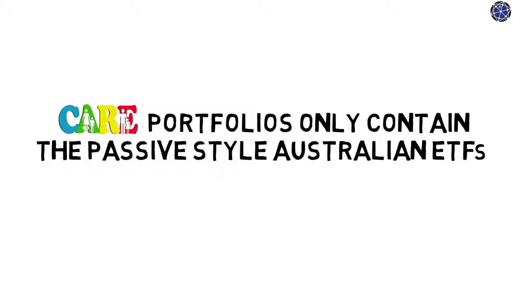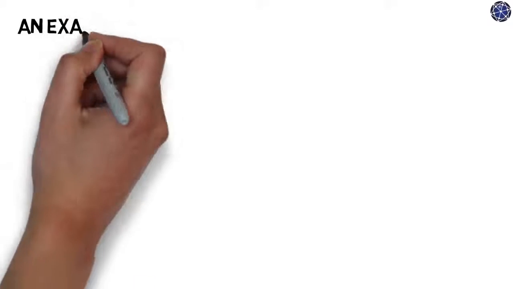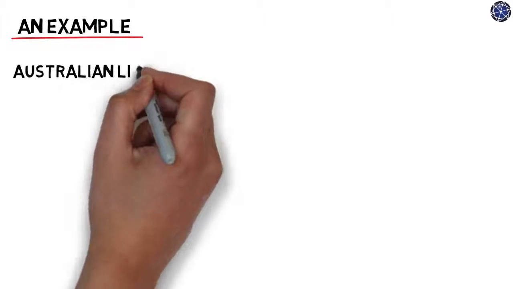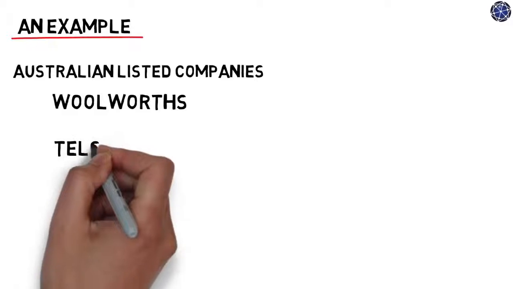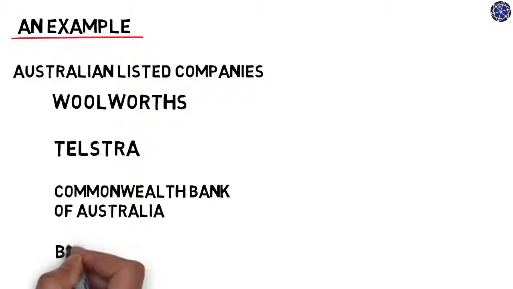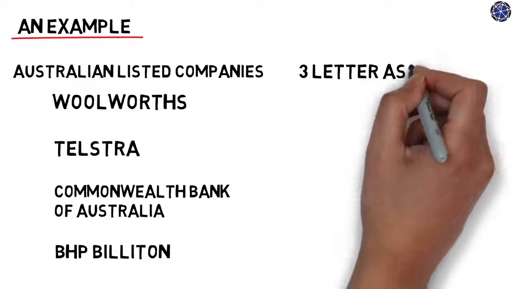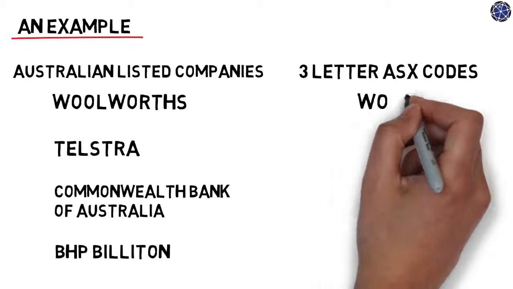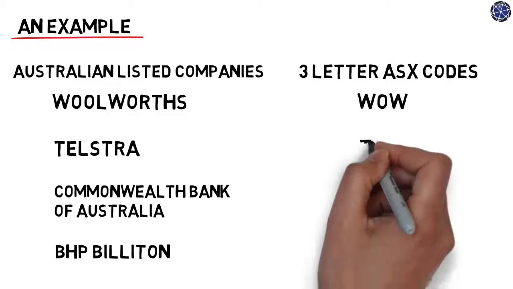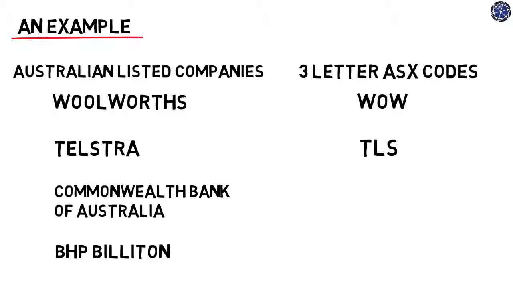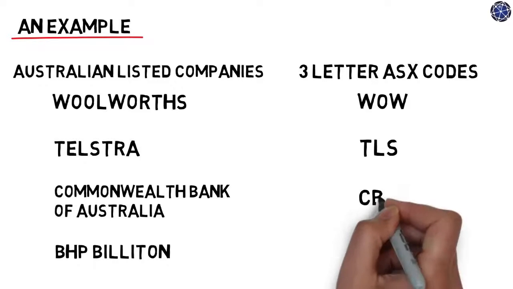To better understand ETFs, we first need to look at a list of commonly held shares on the ASX. Each share on the ASX is represented by a three-letter code known as an ASX code. For example, let's consider a few commonly known Australian listed companies such as Woolworths, Telstra, Commonwealth Bank of Australia and BHP Billiton. The three-letter ASX code that represents Woolworths is WOW. The Telstra ASX code is TLS. The BHP Billiton ASX code is BHP. And the Commonwealth Bank of Australia ASX code is CBA.